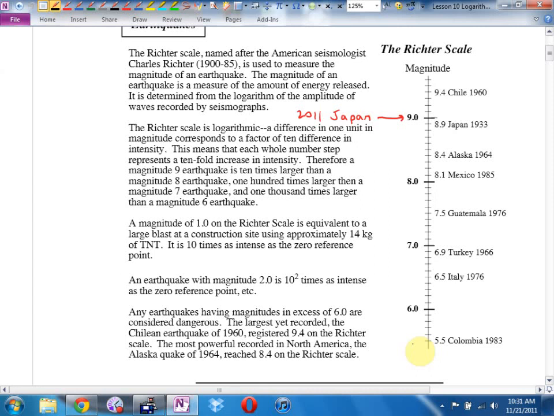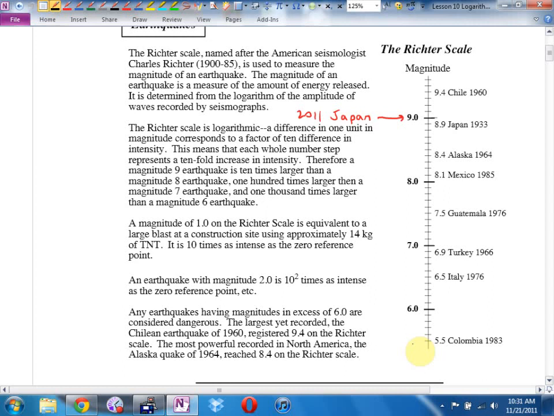It's why on the news when you hear an earthquake of Richter scale 7 and you compare it to an earthquake of Richter scale 6, you might be saying, well, the difference between a 7 and a 6 isn't that much. Why is there so much more damage? No, no, no. 7 take away 6 is 1, 10 to the 1, 10 times more damage. This is how Richter scale works.